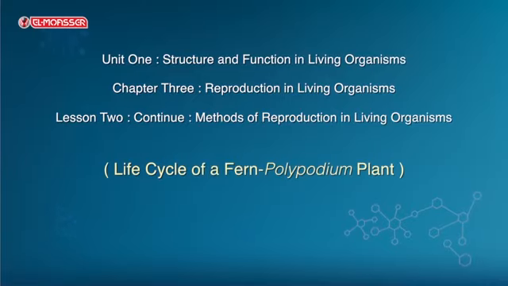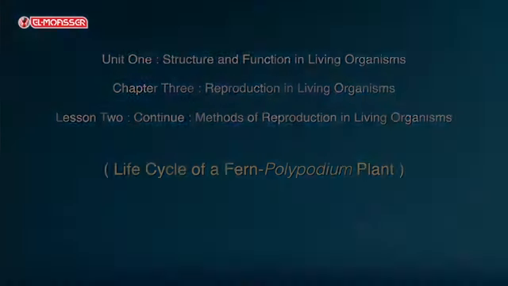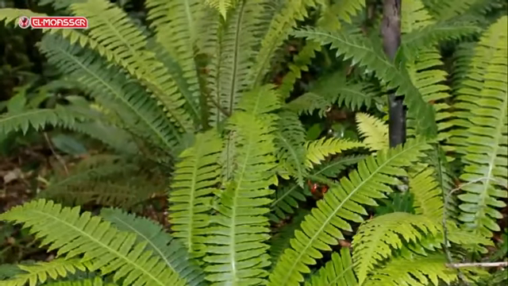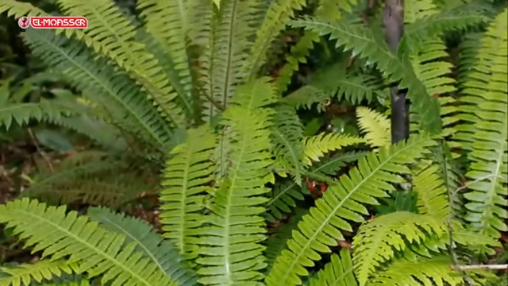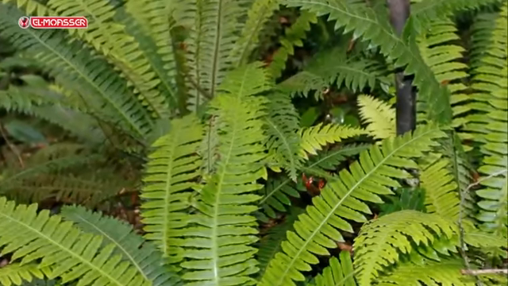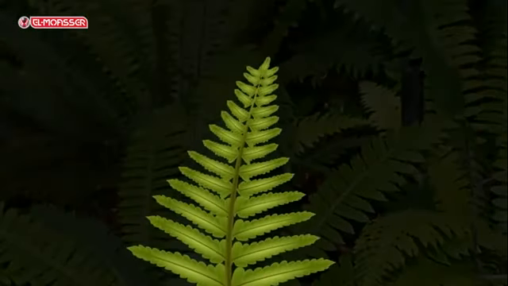Life cycle of a fern, the polypodium plant. Ferns are simple plants, for example, the polypodium plant, which is known as an ornamental plant, and also the adiantum plant that is grown on the edges of wells and shaded streams.